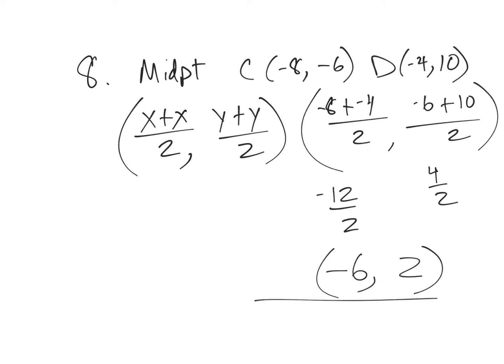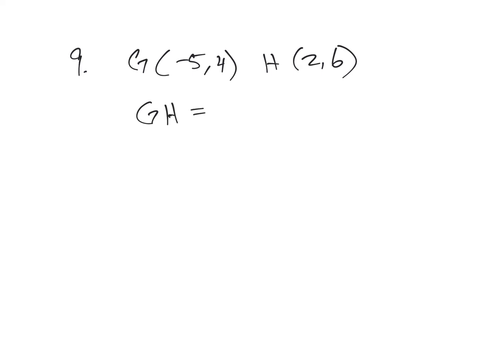All right. Who got it right? Okay. Who got it half right? Anybody get half? Okay, partial credit. All right, next one. Let's do distance. Number 9, we'll do a distance problem. So G is at -5, 4. H is at 2, 6. So find the distance from G to H, please.